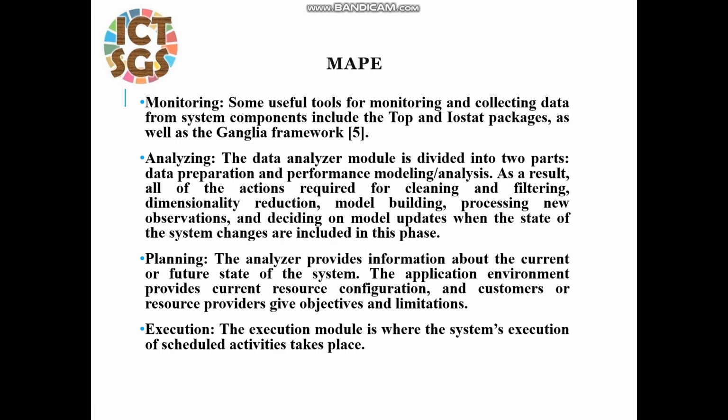For monitoring, we have some useful tools. For example, top and iostat packages are available along with the Ganglia framework, which is in reference 5. The analyzer module used for performance management is divided into 2 parts: one deals with data preparation and the other with performance modeling and analysis. In the planning phase, the analyzer provides information about the current or future state of the deployed system. And in the execution phase, the execution module is where the system's execution of scheduled activities or tasks takes place.